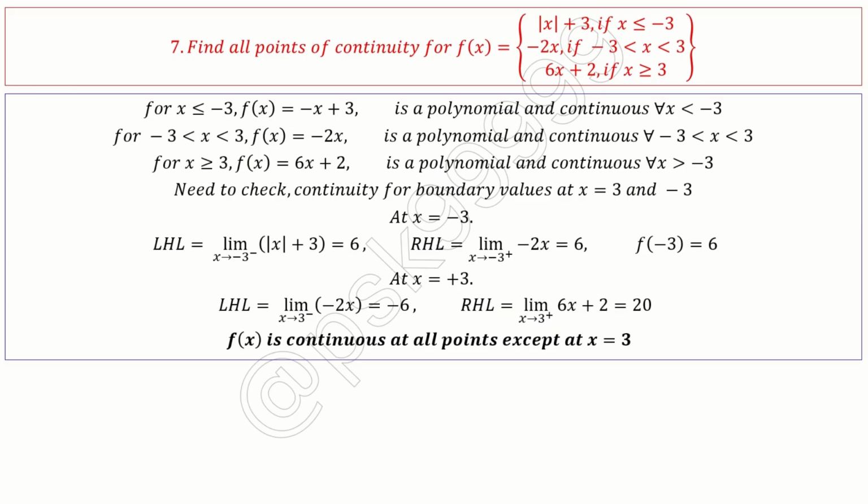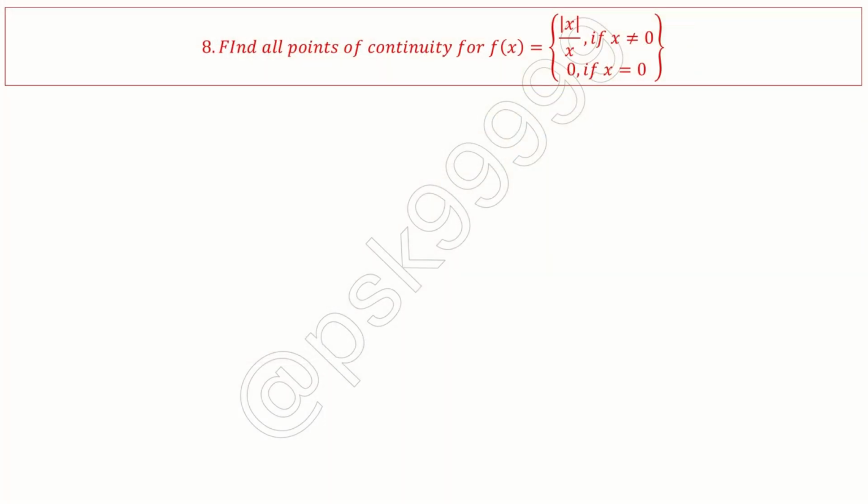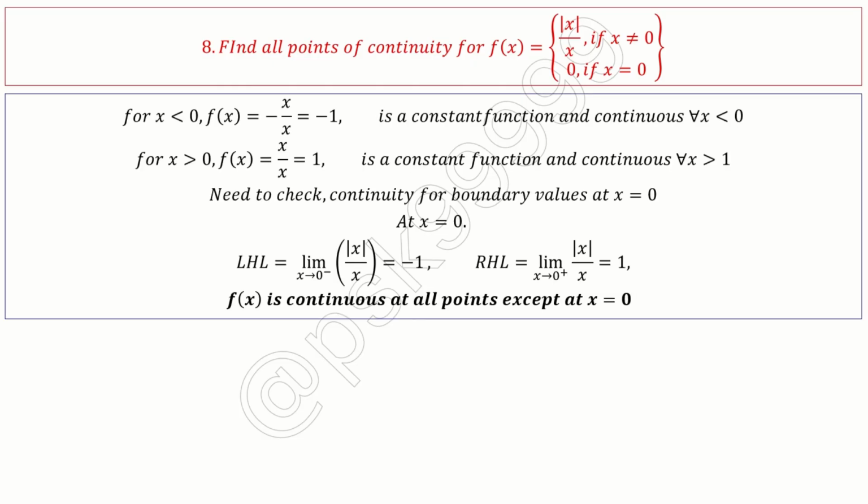Okay, let's do the next. Find all points of continuity for f of x, which is equal to absolute x by x if x is not equal to 0, and it is 0 if x equal to 0. Okay, so let's find out. It is completely defined. The domain is everything, right? Complete R is its domain. Okay, for x not equal to 0, the only problem we will face is at x equal to 0. The rest, we know it is nothing but either minus 1 or 1, correct? So at x equal to 0, we need to check, correct?